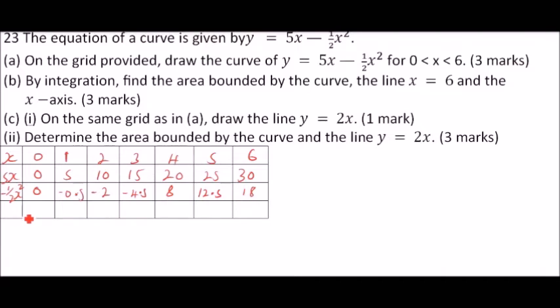After that, we get the value of y, which now is 5x minus that, and this will give me 0. This is 4.5, that is 5 minus 0.5. This will give me 8. This is 10.5. This is 12. This is 12.5, and this gives me 12. So these are the values that I'll need to plot my graph. So I'll go to the grid and plot the graph.